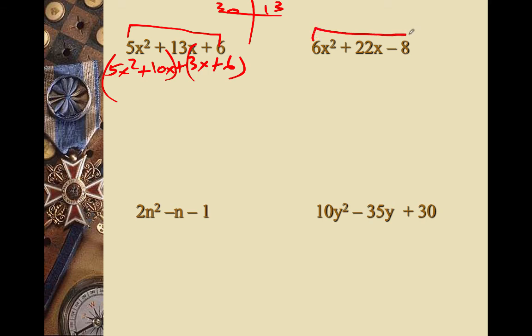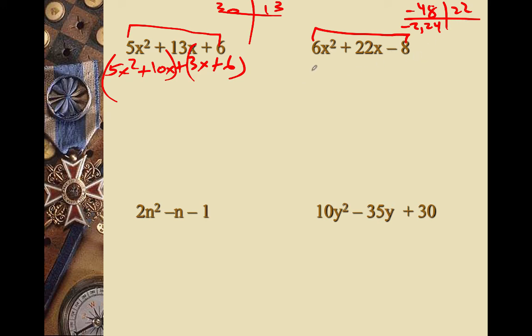Watch out over here now. 48, negative 48 for positive 22. So you got to be careful with that one. You're multiplying for a negative, adding for a positive. So this is going to be a negative 2 and a positive 24. They add up to positive 22.